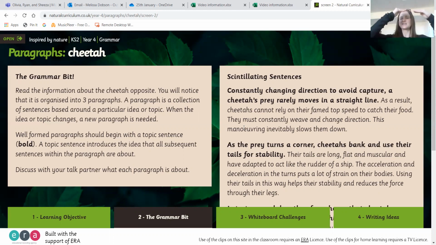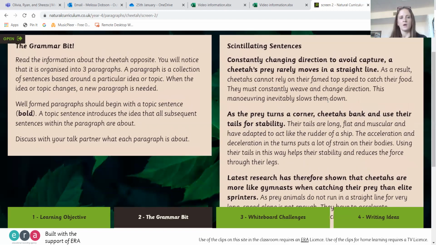So you've got your topic sentence at the top, usually telling you what that paragraph is going to be about. So you've got your subheading, but then you've got your topic sentence that introduces that paragraph, and then all the subsequent sentences, the ones that follow within that paragraph, will be about or be linked to that topic sentence. So let's read through the topic sentences together, and we will see what each paragraph is about.